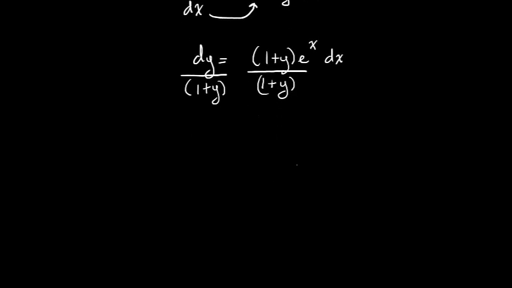plus y. So this now will yield dy over 1 plus y is equal to e to the x dx. Notice we got our y's and dy's on one side and x's and dx on the other side.